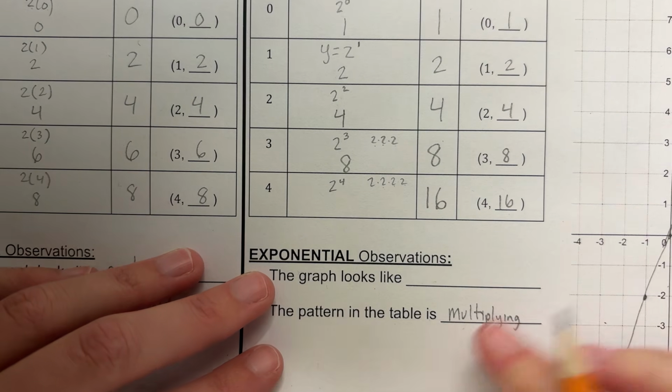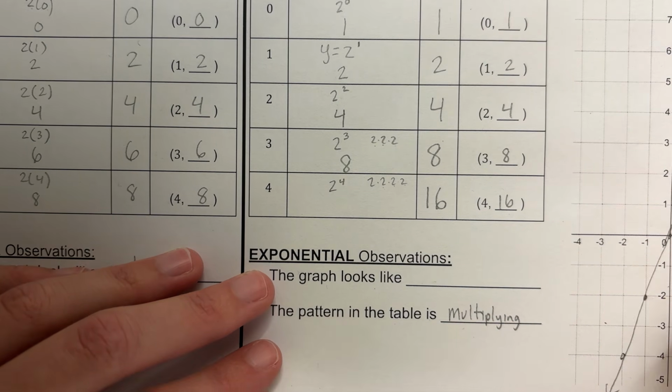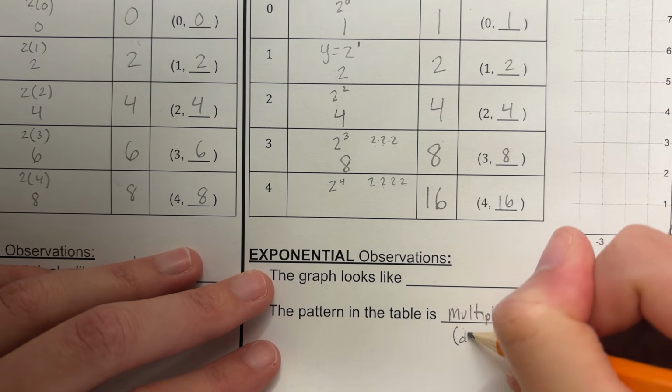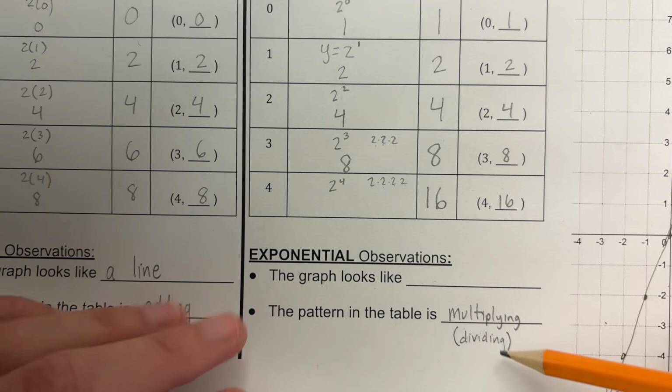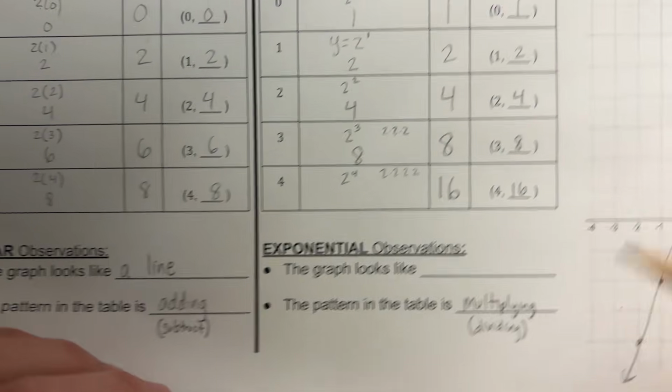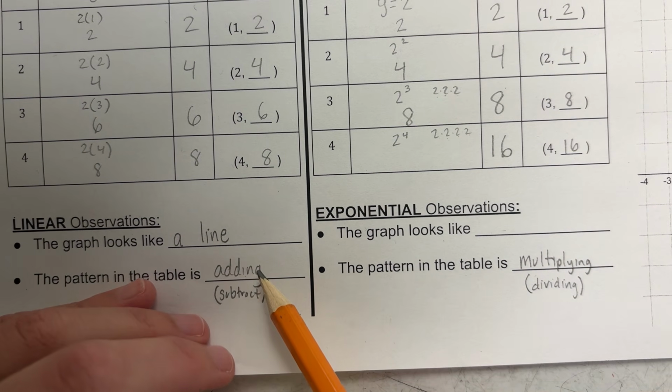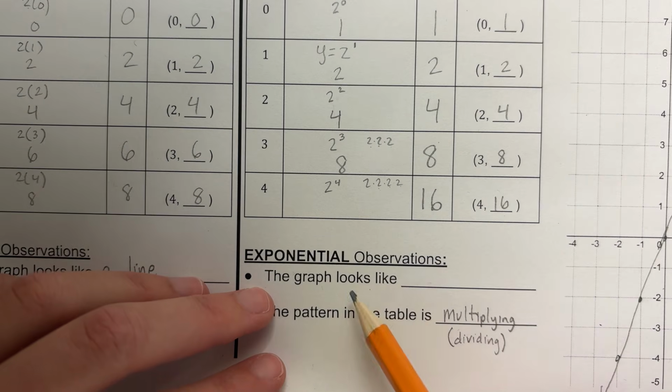So here, the pattern in the table is multiplying. And I will tell you, if I multiply, say, by a fraction, that would end up looking like dividing. So we're noticing right now the multiplying, but I'm just reminding you, this could end up looking like dividing. The same as here, we were observing adding, but remind you that it could end up looking like subtracting.